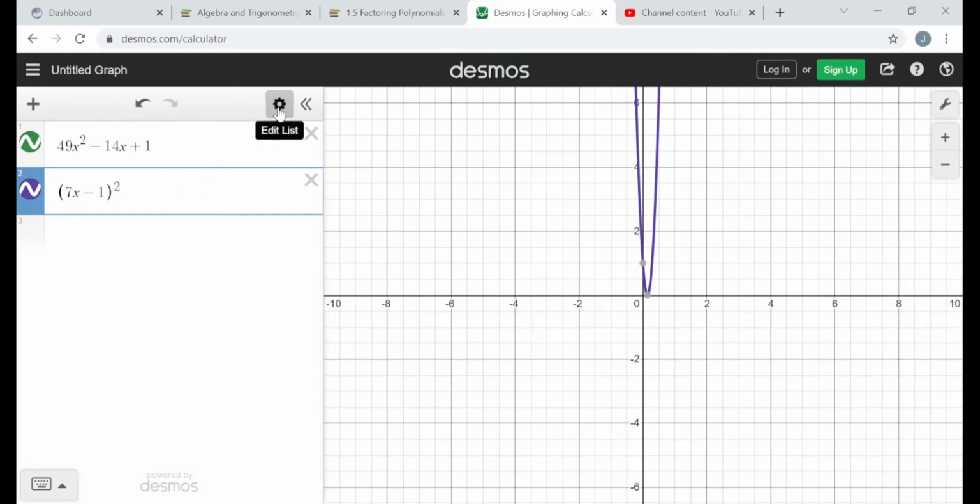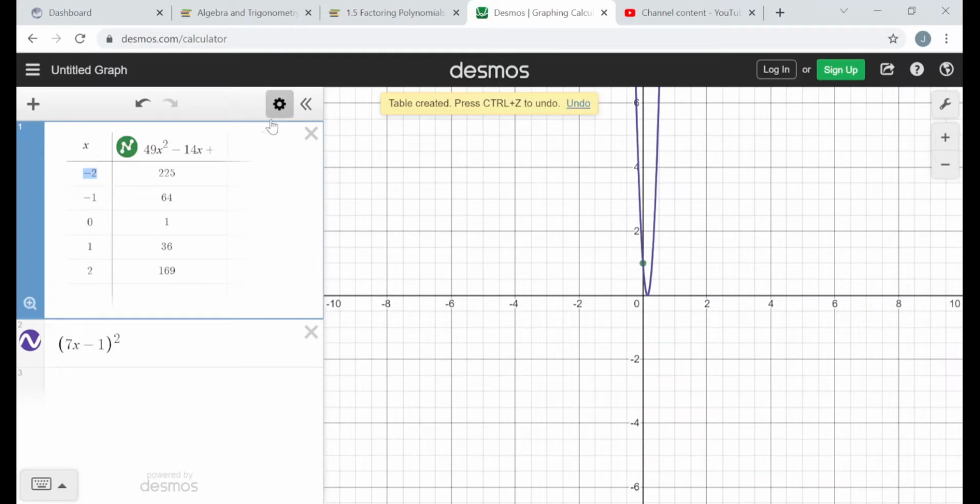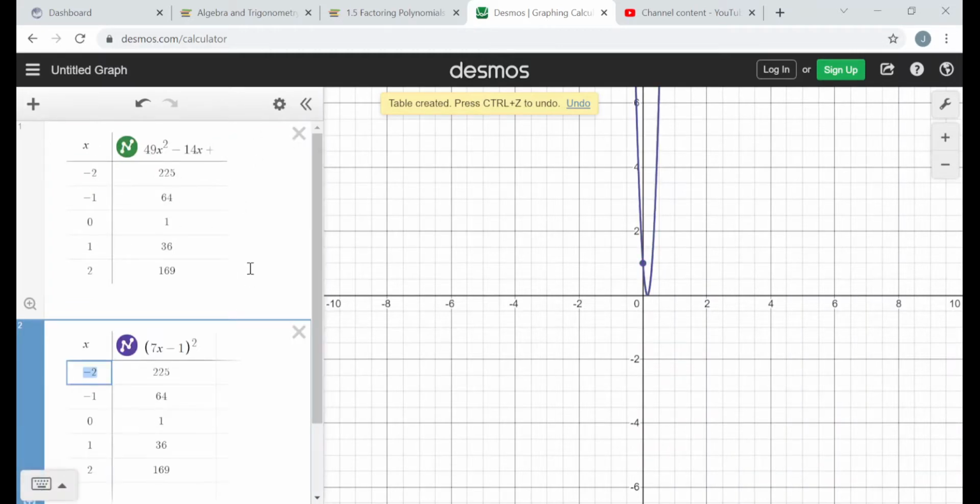And you can also verify that with a table. If I put up a table for both of these, see how they look exactly the same? You'll see when x equals -2, both expressions have a value of 225. When x equals -1, both expressions have a value of 64. And so on, and you can plug in other numbers if you wish.